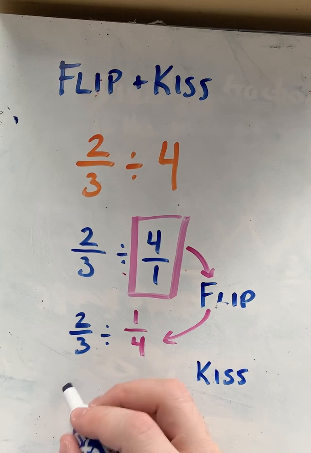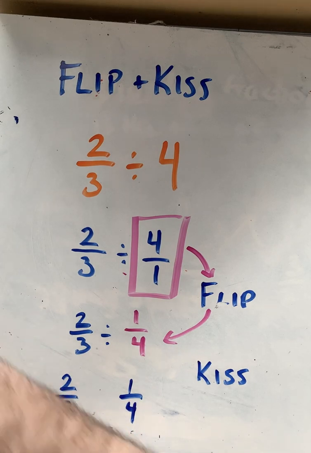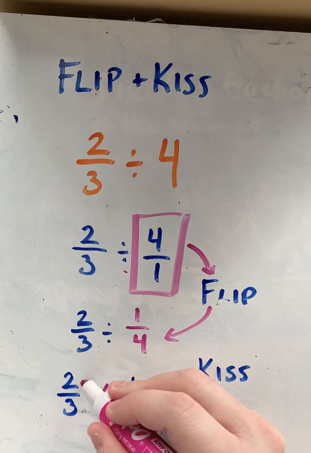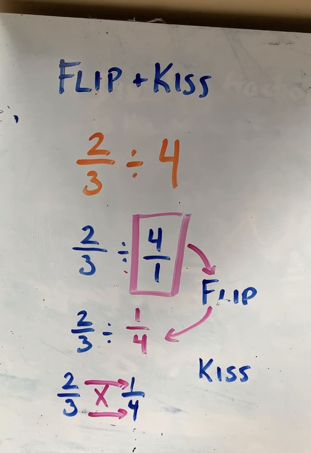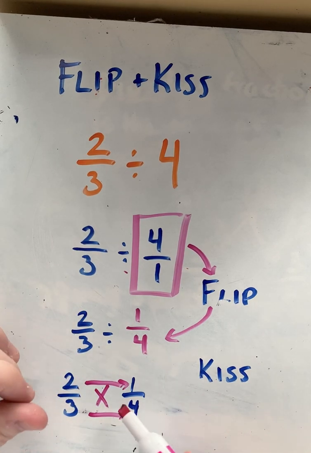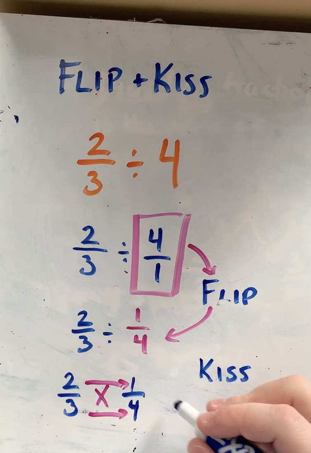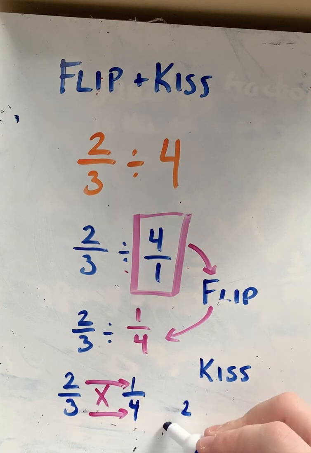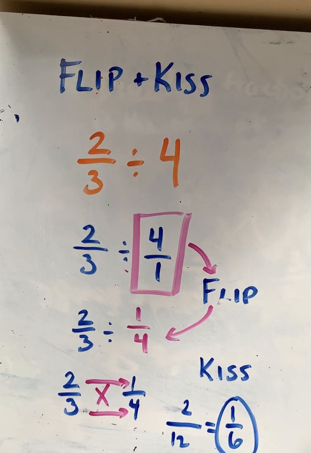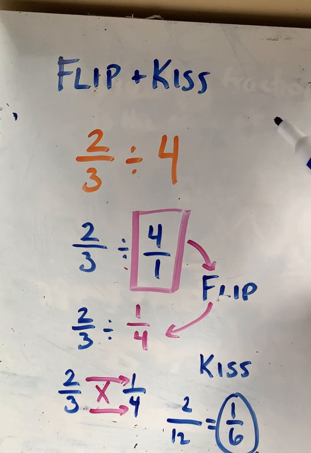Okay? And so what I'm going to do now is rewrite this. I have 1/4. And now my kiss is going to be multiplication, right? Because they're going to kiss each other. They're going to kiss across and kiss across. So now I know I had division, but because we flipped the reciprocal, we're going to flip the actual sign as well. And now it's just simple multiplication, right? 2 times 1 is 2, 3 times 4 is 12, or 1/6. Okay? So that's kind of the idea of the flip and kiss, which is dividing fractions.